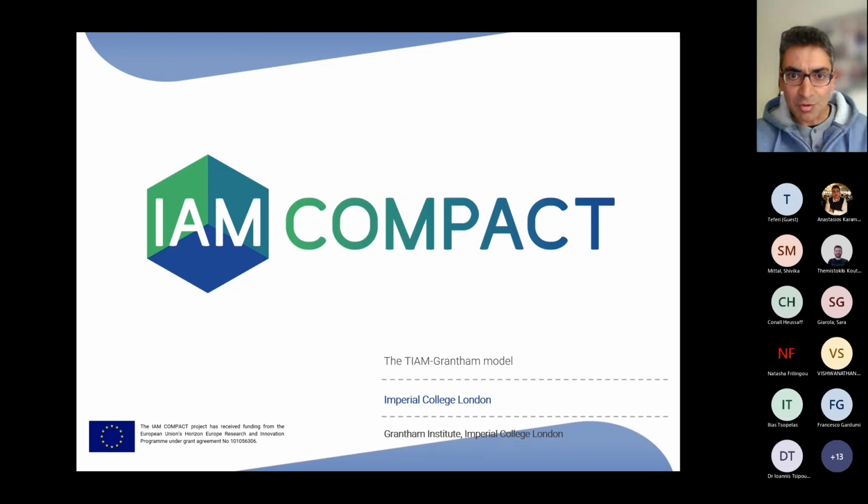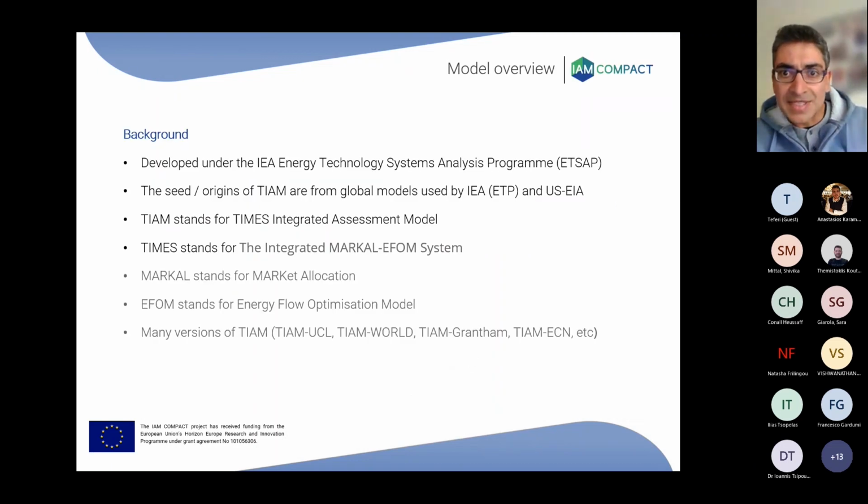This is about TIAM Grantham. TIAM is the Times Integrated Assessment Model, and I'll just describe quickly what TIAM Grantham is in a second. The background of TIAM, as probably all of you know, is that it was developed under the IEA ETSAP program.